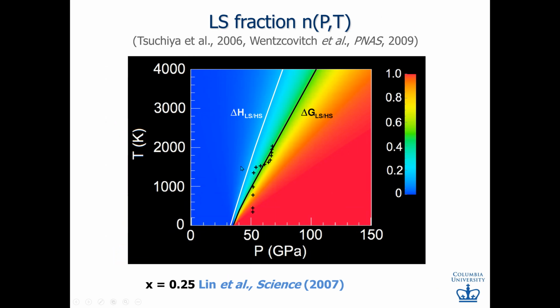This is essentially the crossover diagram. Blue is high spin, red is low spin. The rainbow is the mixed spin region, and the width of the rainbow increases with increasing temperature. The black line is the 50-50, 50% high spin and 50% low spin, and the white line is the same but without the effect of vibrations. The process is a measurement done in ferropericlase with 25% iron.